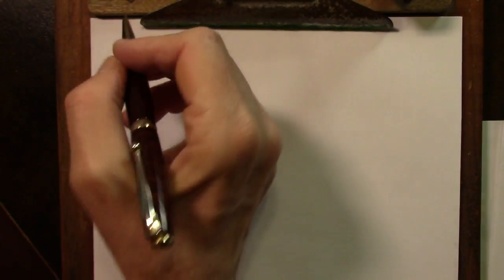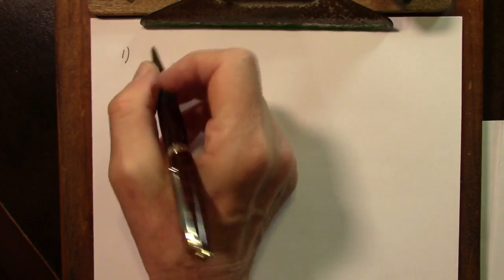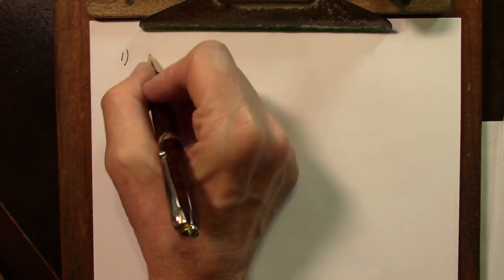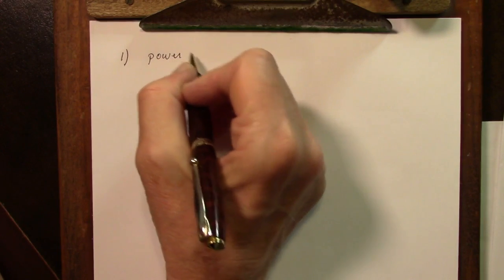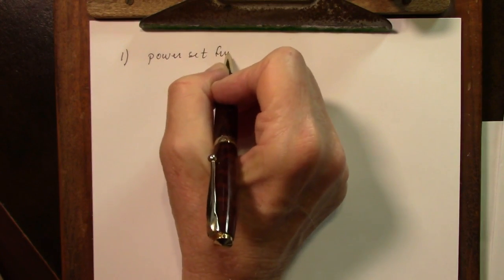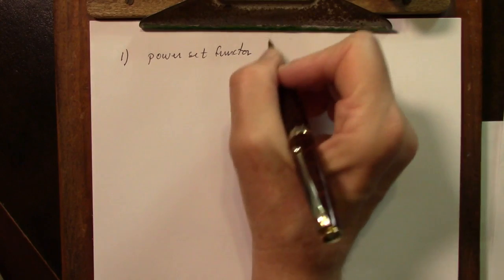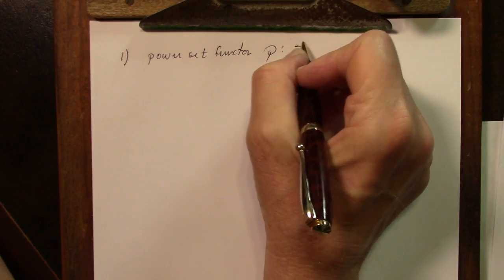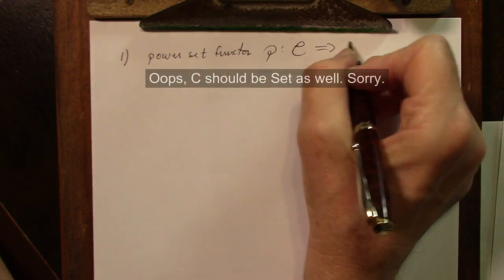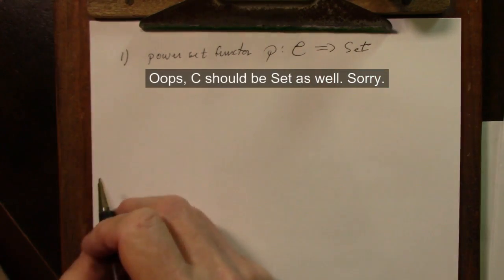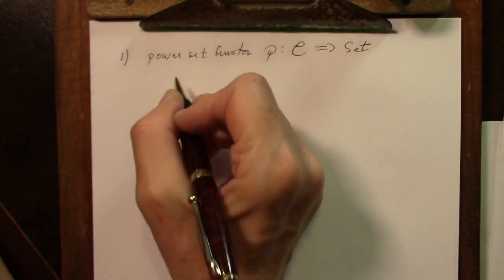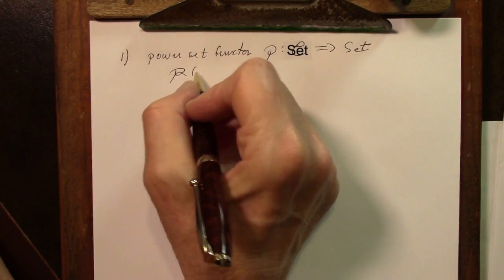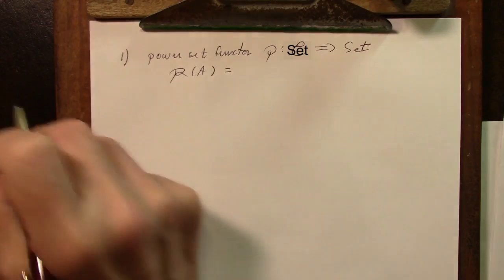Okay. Well, let's look at a couple of examples of functors. Power set functor. I'll call it P. So this maps a category C to the category of sets. And P of A is the power set of A.